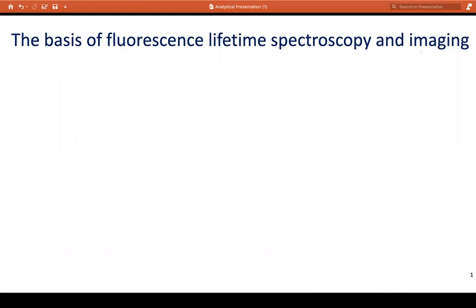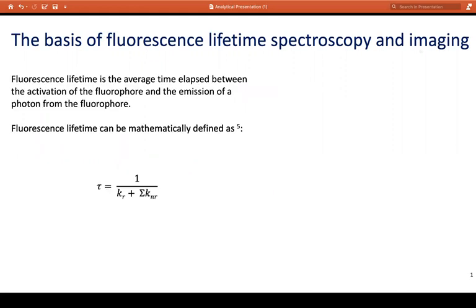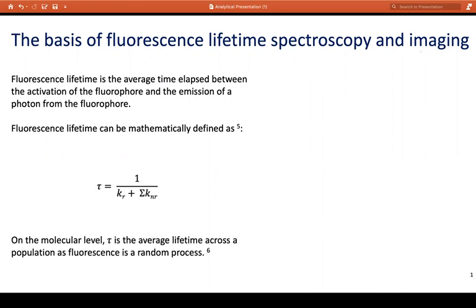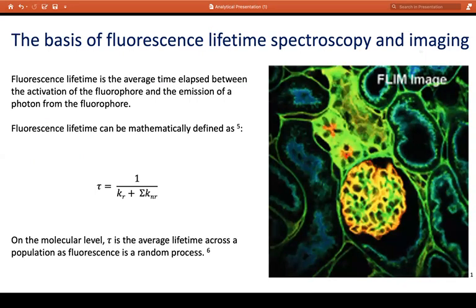So, fluorescence lifetime is the average time elapsed between the excitation of the fluorophore and the emission of a photon from the fluorophore. This is an important physical property, as it can provide useful insight into the energy, relaxation, and dynamics of the fluorophore. Fluorescence lifetime can be mathematically defined as this equation. On the molecular level, tau is the average lifetime across a population, as fluorescence is a random process.